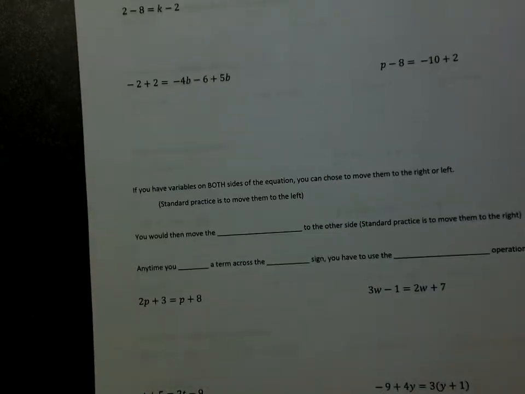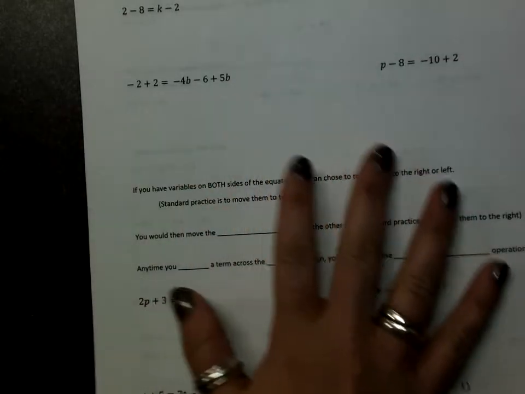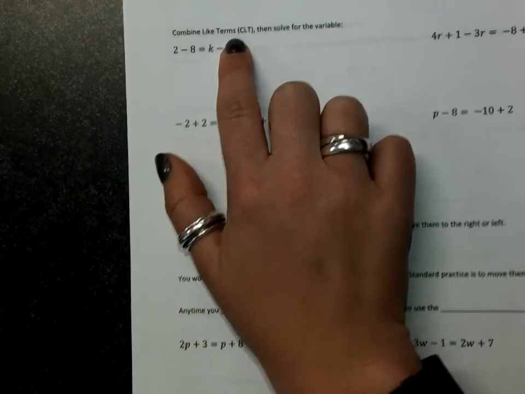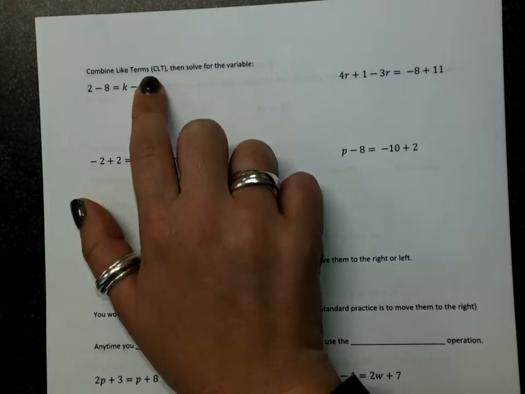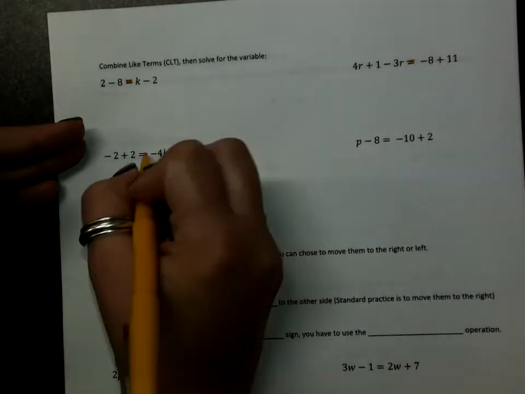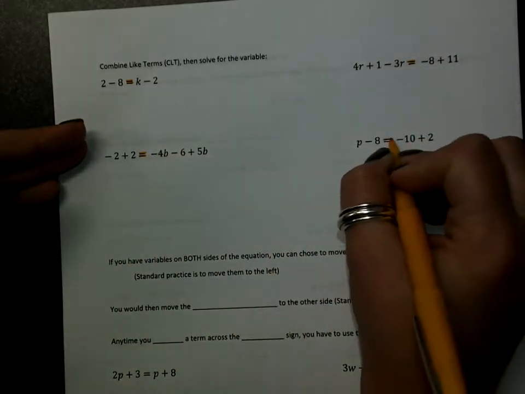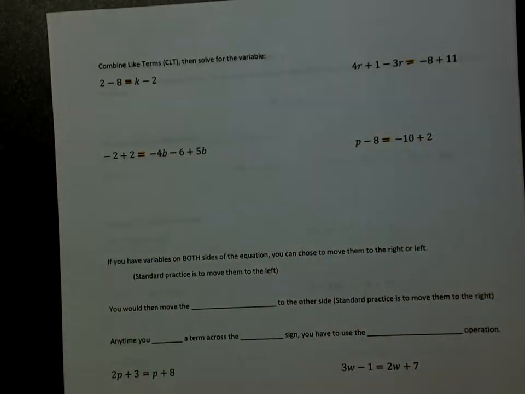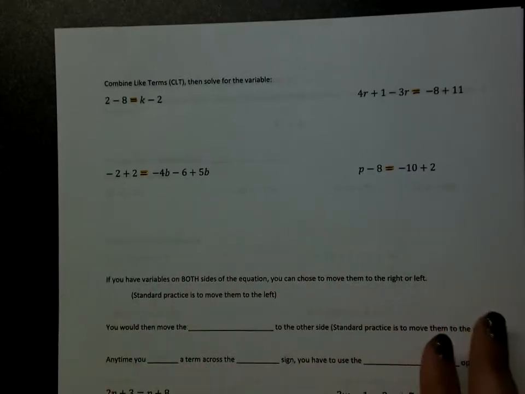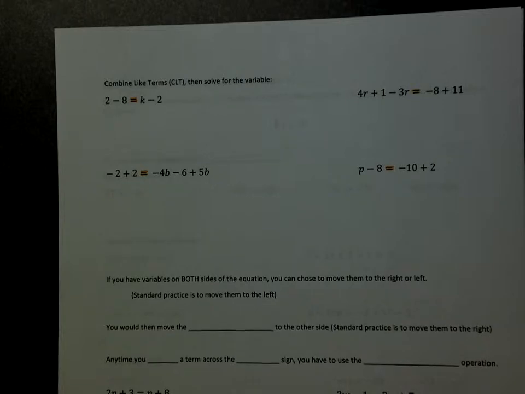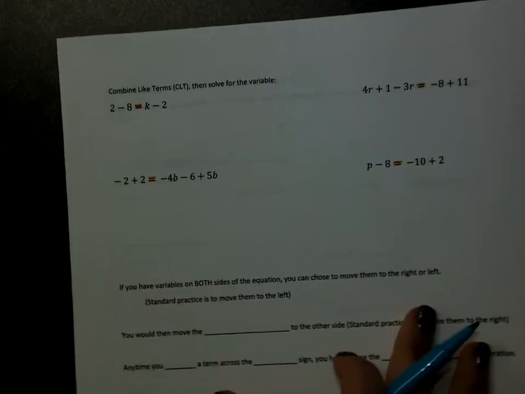Alright, let's take this a little bit further. Here they're asking us to combine like terms and then solve for the variable. This is again very important to find that equals sign. It's good to highlight it or darken it with something so your eyes are really drawn to where that equal sign is. We're not going to move anything across the equal sign until we clean up both sides.